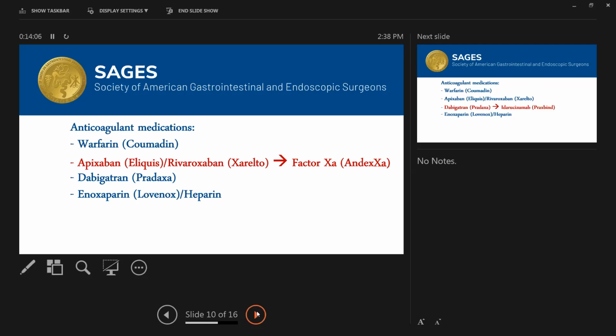Reversal of these agents is accomplished by the medication Andexxa. Andexxa is a medication which increases the body's circulating factor 10A, thus rendering the medications ineffective.